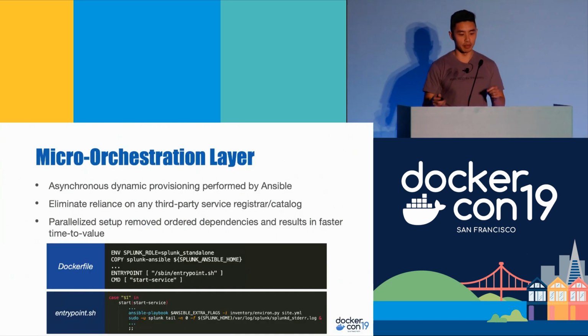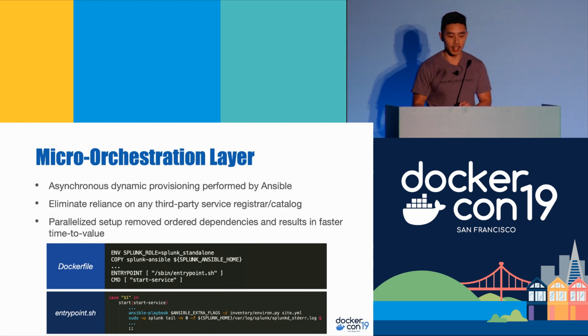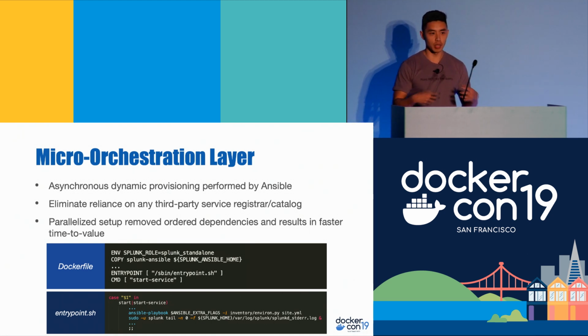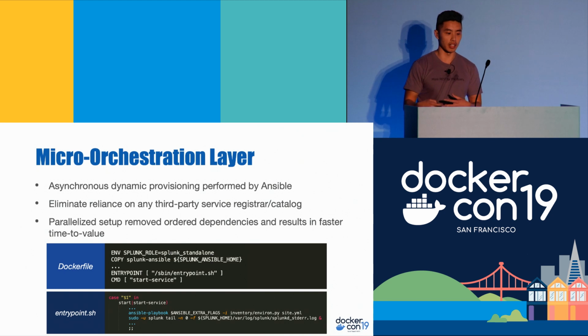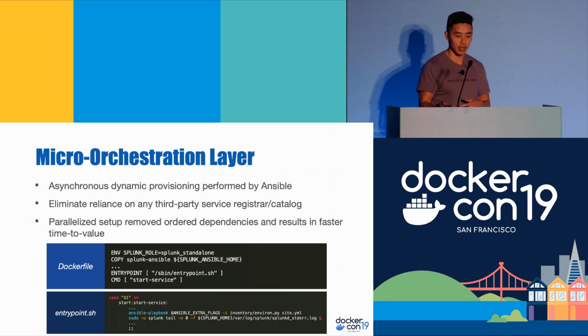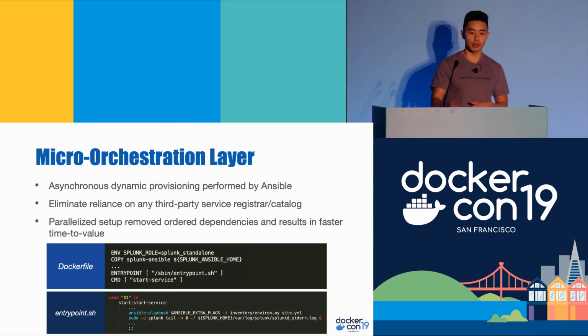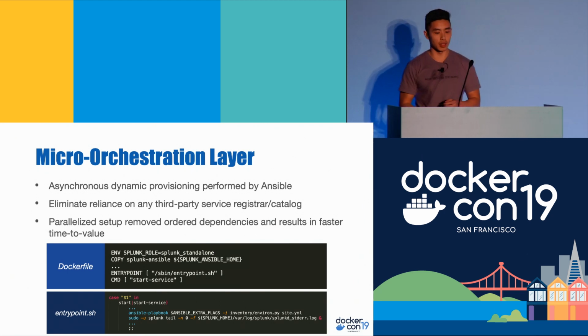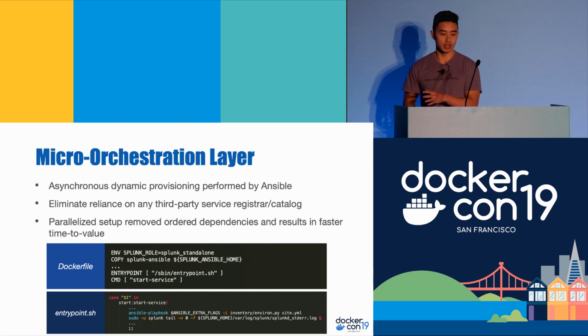We call it the Micro-Orchestration Layer. But in essence, all it is is a set of Ansible playbooks that get shipped with our Docker image itself. You can see in a Dockerfile here, I actually copy the Splunk Ansible playbooks into our image, and we call an entry point that calls the start service. In our entry point script, it's actually responsible for calling the Ansible playbook command. And really what this did for us was allow a separation of concerns between the container scheduler as well as the application's setup time.